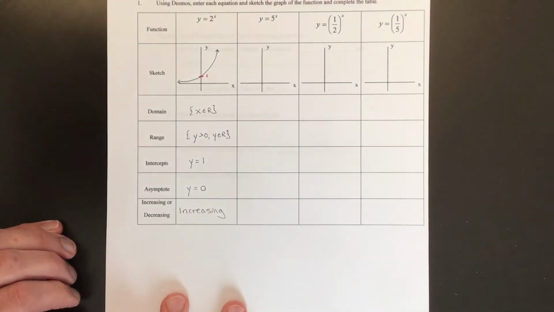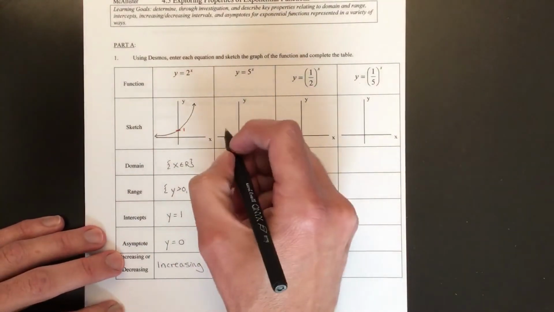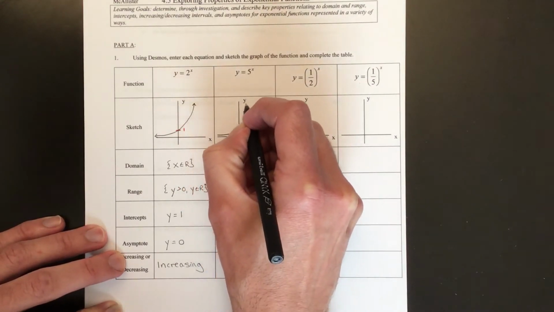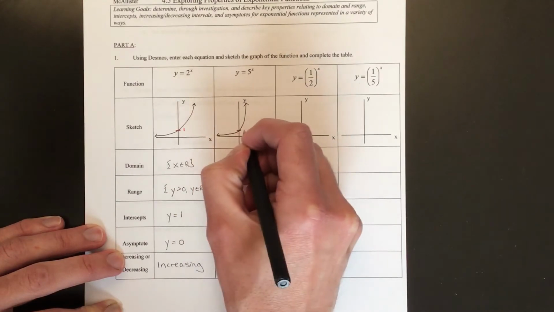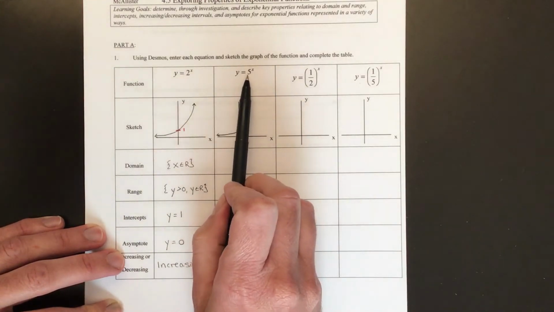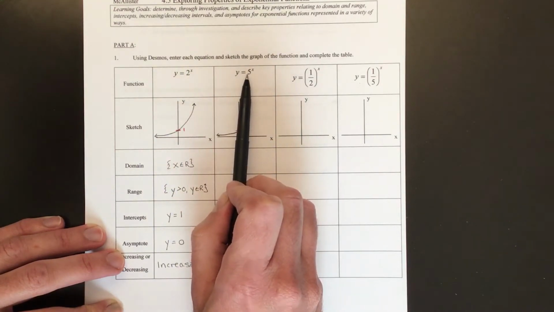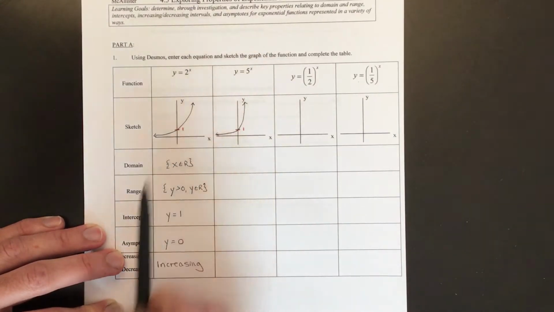Now, if we look at the next graph, 5 to the exponent x, something similar occurs. It goes up to the right, like this. Still going in the same direction, still crosses the y-axis at 1. But one thing that is different is because the base is larger, right? I've gone from 2 to 5. Because the base is larger, my graph becomes much more steep. It's going to become much more vertical now as opposed to my 2 to the exponent x.